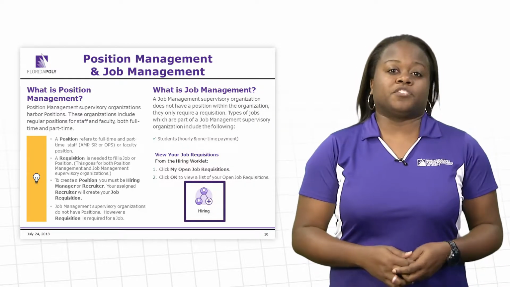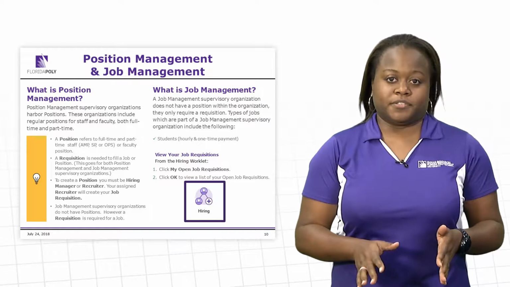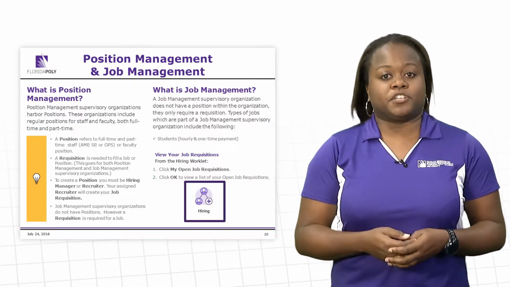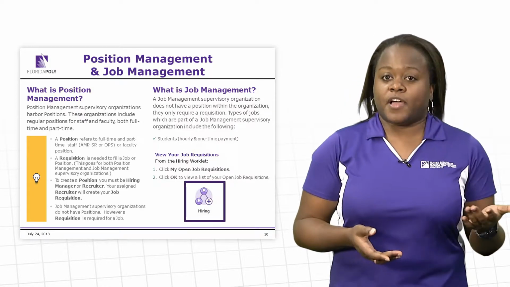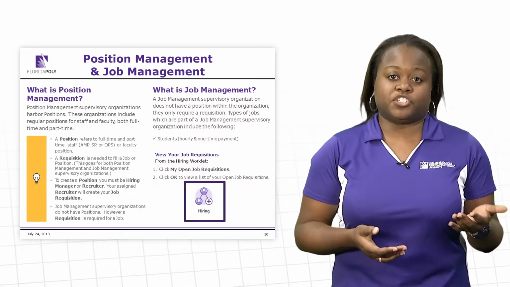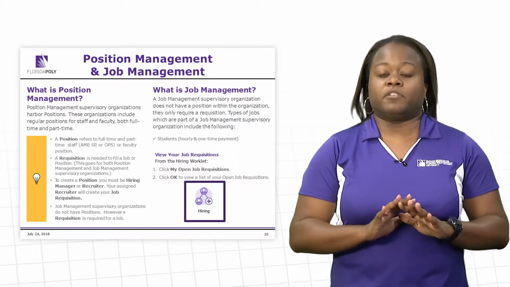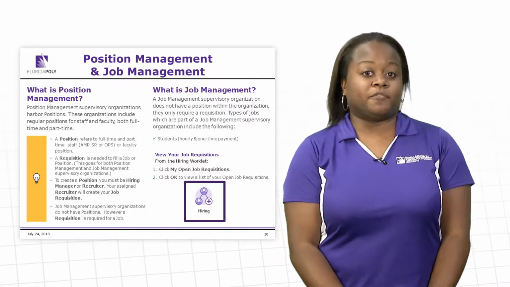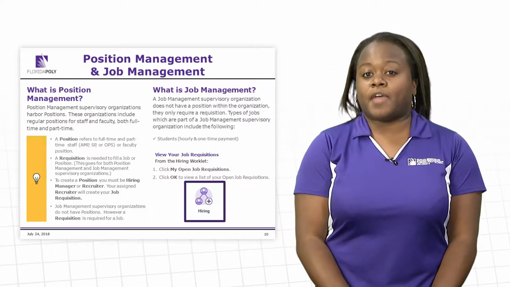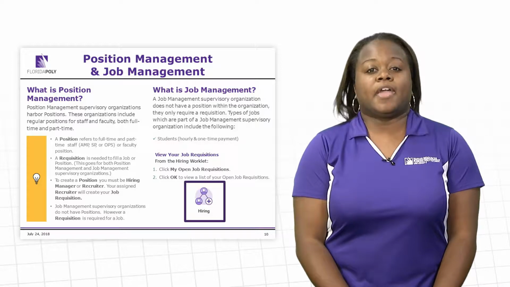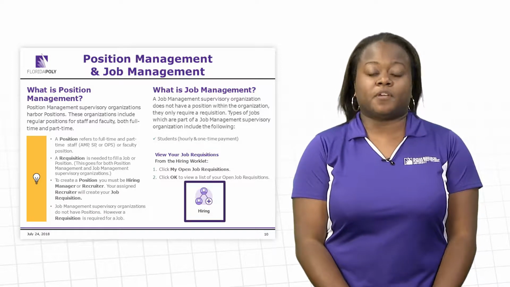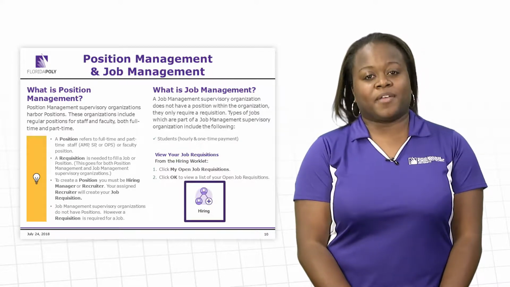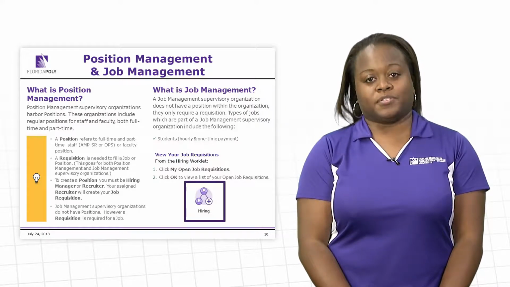Job management supervisory organizations do not have positions. However, a job requisition is required for a job management position. On the other hand, a job management supervisory organization does not have a position within the organization; they only require a requisition. Types of jobs which are part of a job management supervisory organization are students, both hourly and one-time payments. In order to view your job requisitions from the hiring worklet, click on My Open Job Requisitions and click OK to view a list of your open job requisitions.